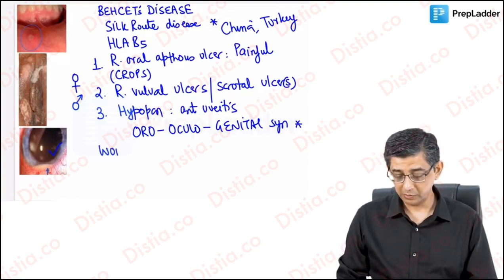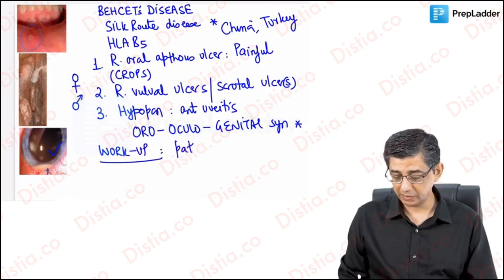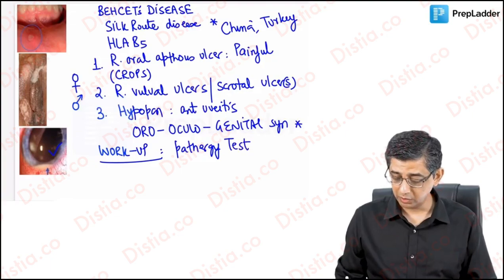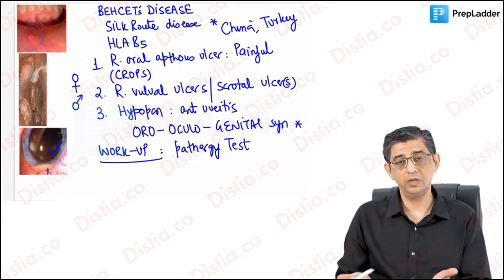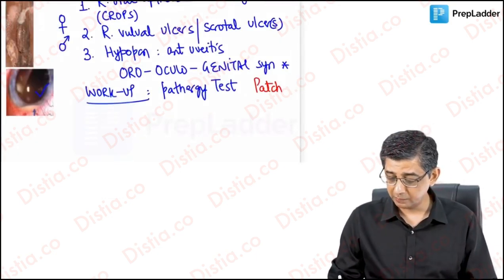Now for the workup of this patient, the test that we do is again very peculiar, and it is called the Pathergy test. In some books or MCQs, it might be written as Pathergy phenomenon, but I'm just going to use the word test, not phenomenon, because we are doing a workup of this patient. At this junction, do not confuse this with patch test that is done for contact dermatitis.